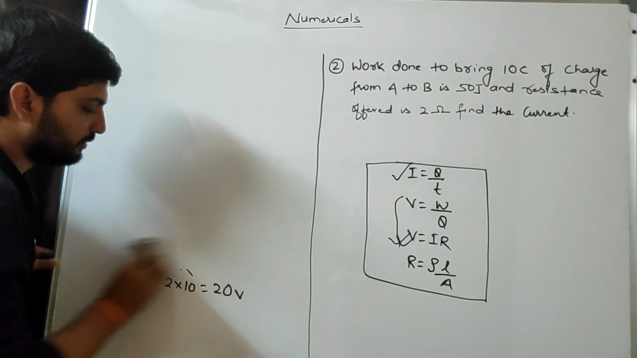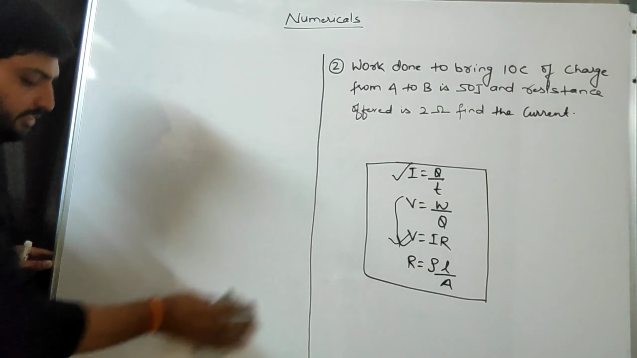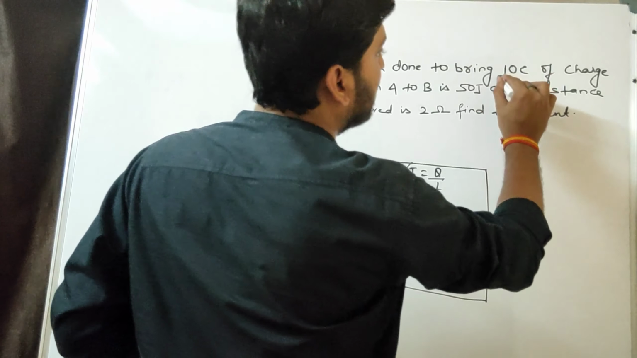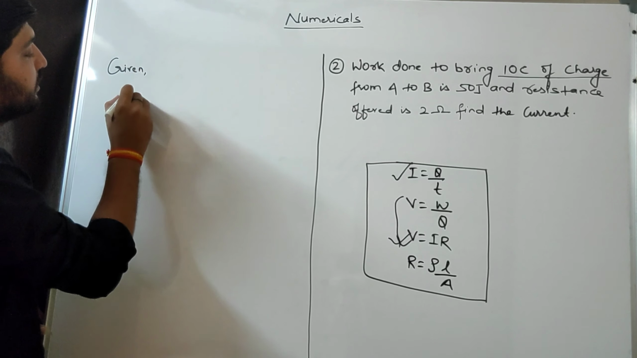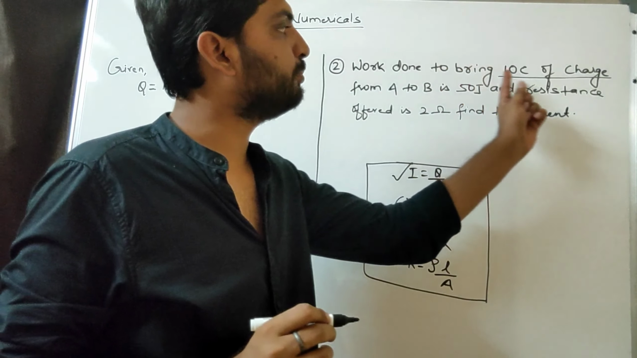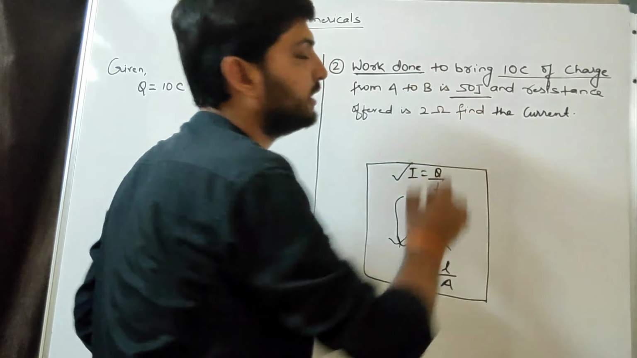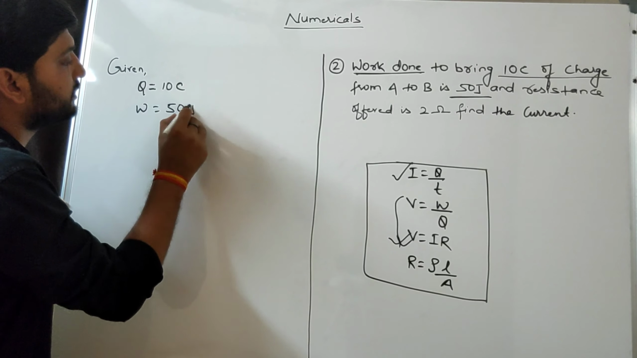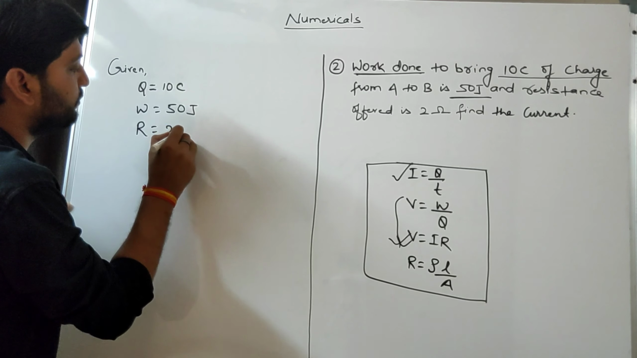See the second question now. What are the givens? Try. Work done to bring 10 coulomb of charge from A to B is 50 joules. It means Q, charge, is 10 coulomb, and W, work done, is given as 50 joules. Another thing, the resistance offered is 2 ohm. It means R is 2 ohm.